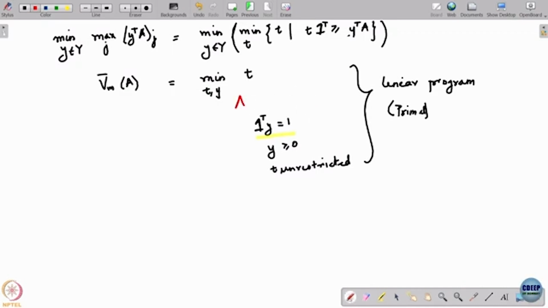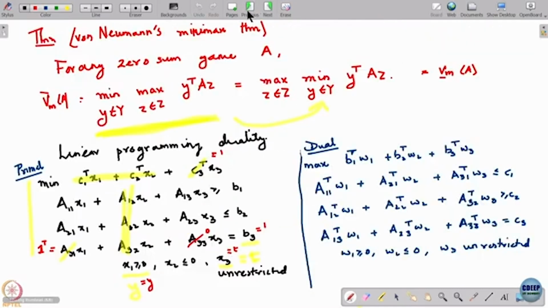So I have this as A transpose Y minus 1 times T is less than or equal to 0. Okay. So now this is a less than or equal to equation. Since this is a less than or equal to equation, the right hand side of that equation is B2. So this has to be a less than or equal to constraint. So right hand side B2 is 0.